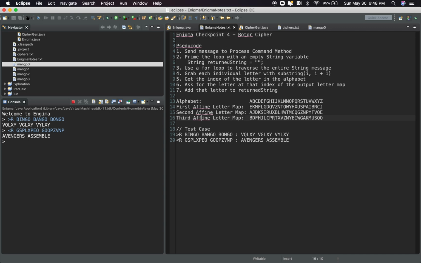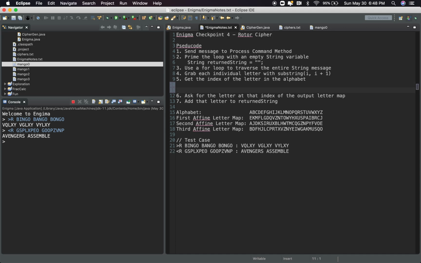So what does our pseudo code look like for checkpoint 4? It's very similar to what we've seen before. Process command method, prime your loop, get it ready to go letter by letter, substring out the letter you're looking to work with. And then this was the affine portion of the code right here. Get the index of the letter in the alphabet and then figure out what letter that is in the output letter map. You basically just need to do that 3 times. That's the idea, is you're going to do it 3 times.